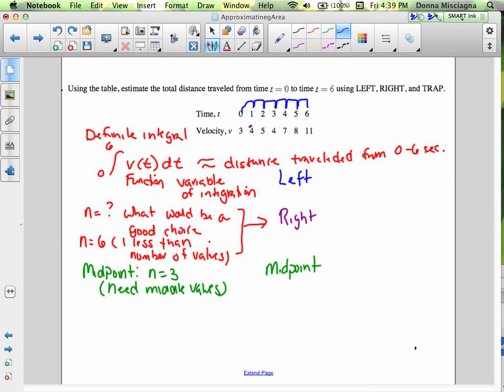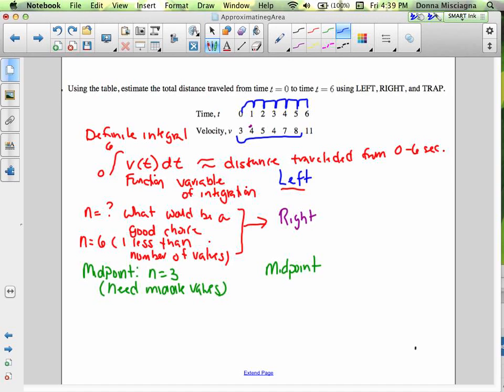For the left Riemann sum, we're going to use the values on the left-hand side. And so the values on the left-hand side would be, for the first bar, 3. And then for the second bar, it would be 4. And for the third bar, it would be 5, and so forth. So I'm going to just underline to make it a little bit easier. For the left Riemann sum, we're going to use these 6 values, the left-hand side of each bar.